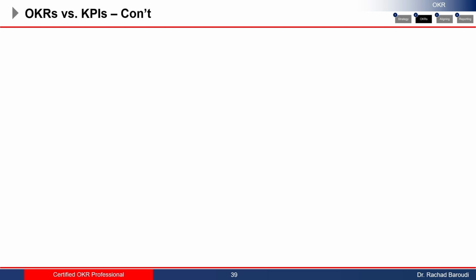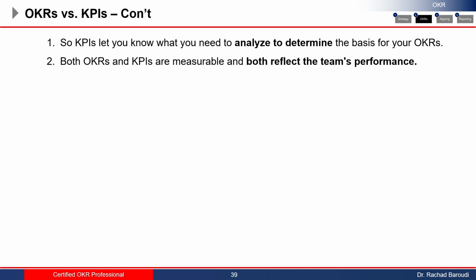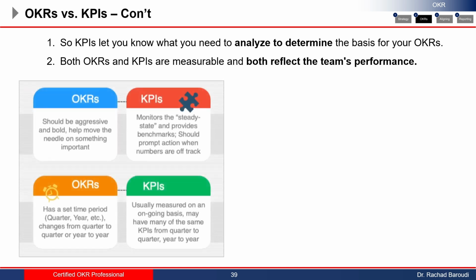So let's go more into details. What is the difference between OKRs versus KPIs? KPIs let you know what you need to analyze to determine the basis of your OKRs. So they are the measures, they are the metrics. Both OKRs and KPIs are measurable and both reflect the team performance. So they have a lot of common elements between the two.